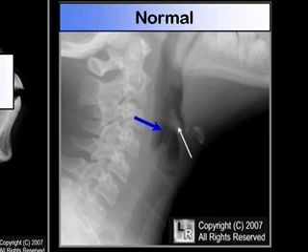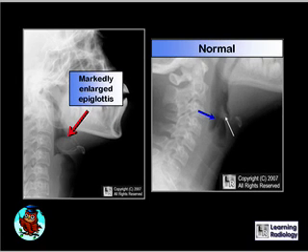The blue arrow is pointing to the aryepiglottic folds, which are also thin structures which connect the arytenoid cartilage with the epiglottis. Both the epiglottis and the aryepiglottic folds become enlarged in epiglottitis. Epiglottitis is a medical emergency and may require the insertion of a tracheostomy tube.